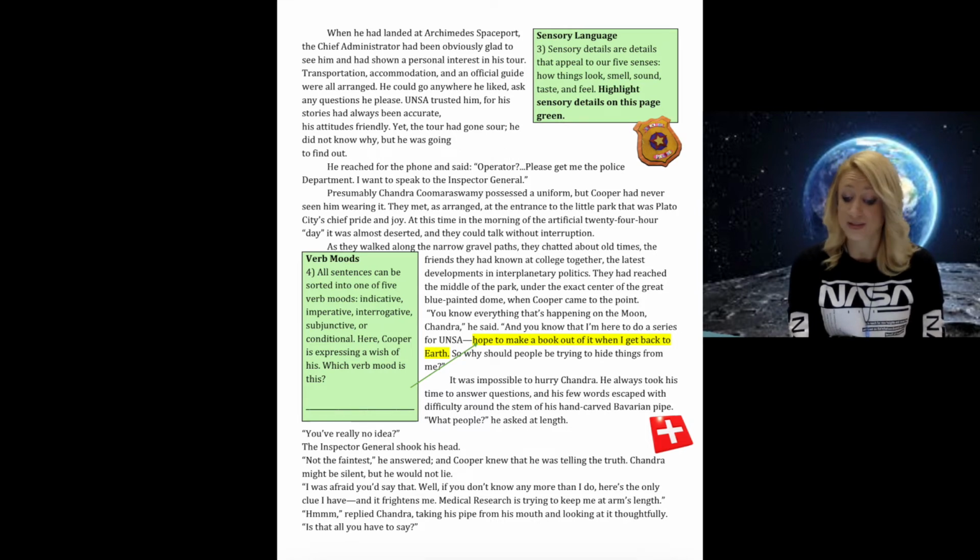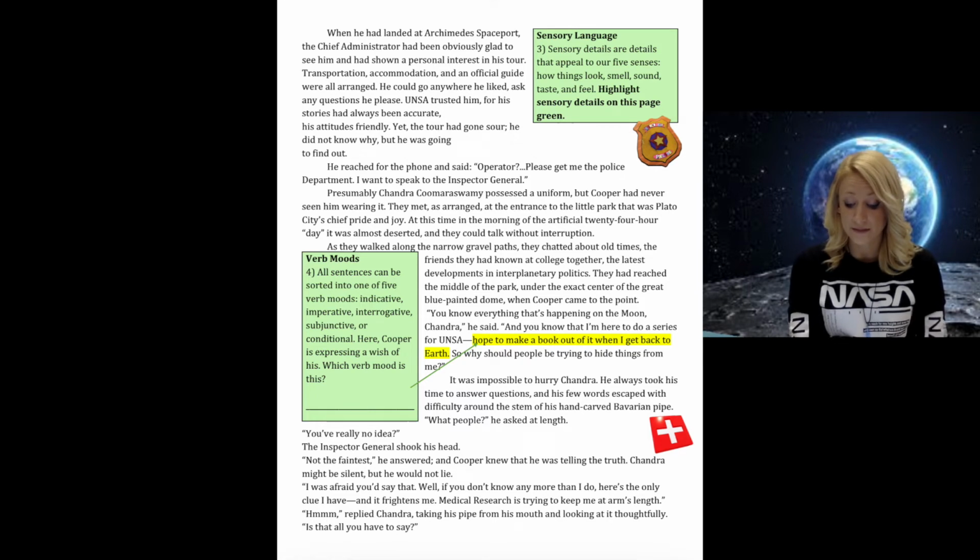Presumably, Chandra Coomaraswamy possessed a uniform, but Cooper had never seen him wearing it. They met, as arranged, at the entrance to the little park that was Plato City's chief pride and joy. At this time, in the morning of the artificial 24-hour day, it was almost deserted, and they could talk without interruption. As they walked along the narrow gravel paths, they chatted about old times, the friends they had known at college together, the latest developments in interplanetary politics.